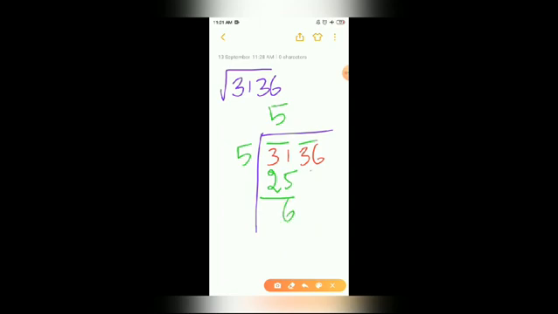What do you do next? Next you take down the next group, that means 36. So the number will change to 636. For the next step, you take the quotient, which is 5, and multiply it by 2. That means 5 2s are 10.